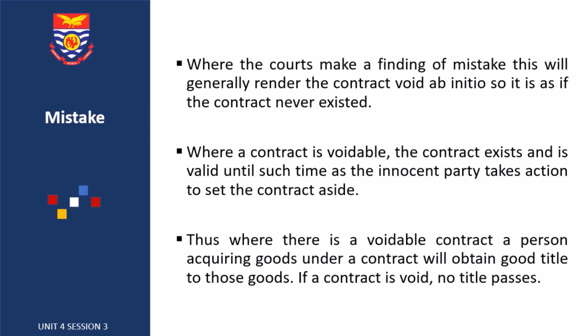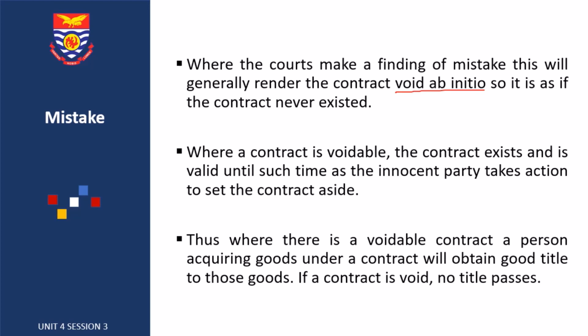Where the court makes a finding of mistake, this will generally render the contract void ab initio. What it means is that when the court determines that the contract is tainted with mistake, the contract is void and it will be treated as if it did not come into existence. Where a contract is voidable, you're saying that the contract exists and it is valid until the innocent party takes action to set aside the contract.